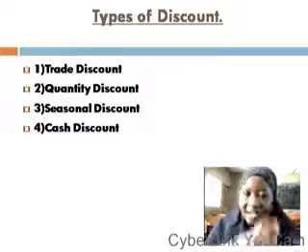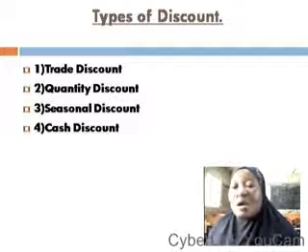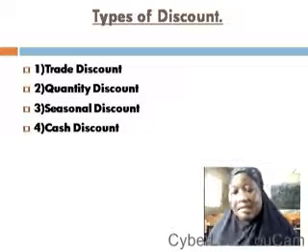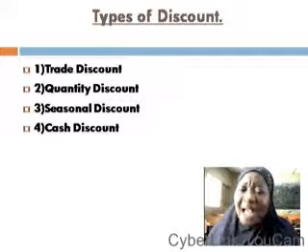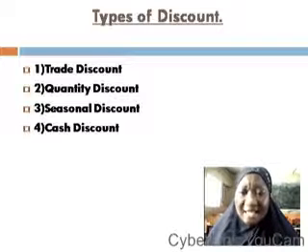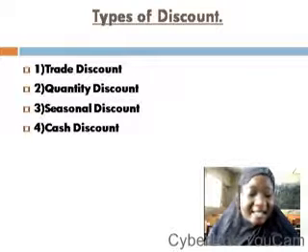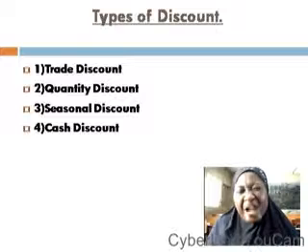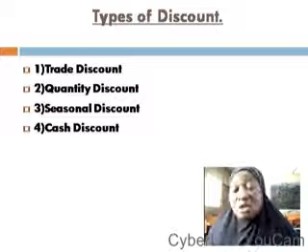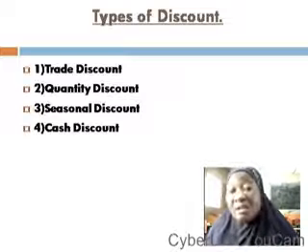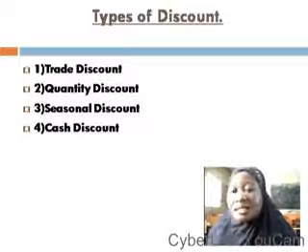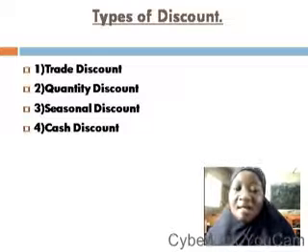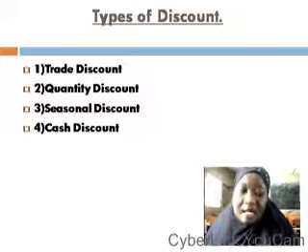It is a periodic discount. Then another one is cash discount. They may give you cash as your discount. Everything is based on patronizing. If you are patronizing a shop or a factory very well, they do grant discount, which may be in the form of trade, quantity, seasonal, or cash discount. That is that about discount.